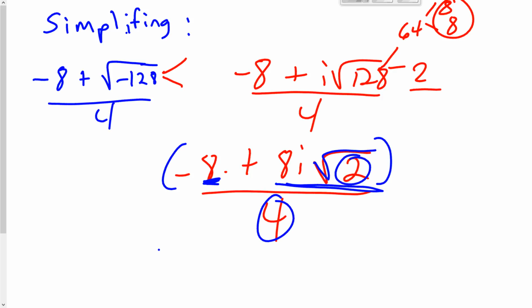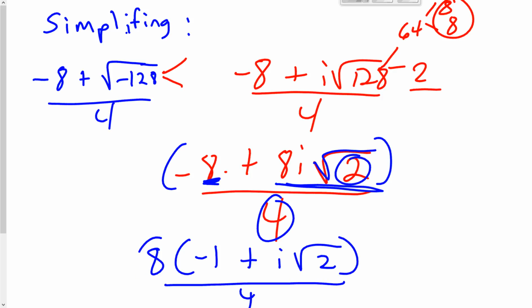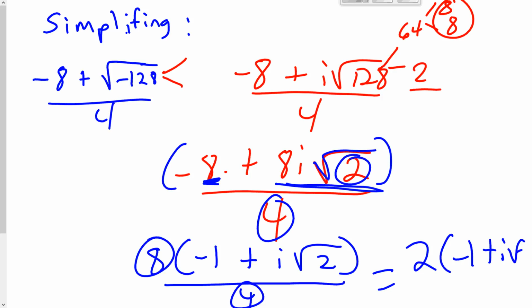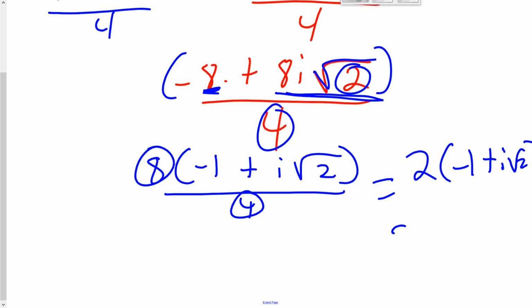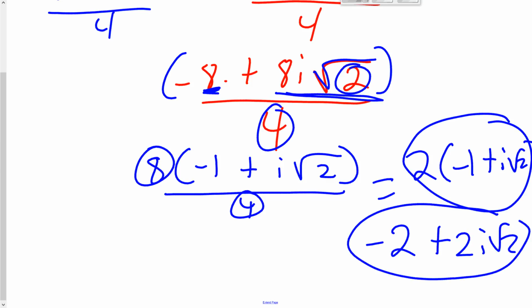So you could factor out an 8, and then you'd be left with minus 1 plus i square root 2 all over 4. Now I can reduce the 8 and 4 to 2. So I get 2 times the quantity minus 1 plus i root 2. And then, if you wanted to, you could distribute that to get negative 2 plus 2i root 2. So either one of these would be the simplest form.